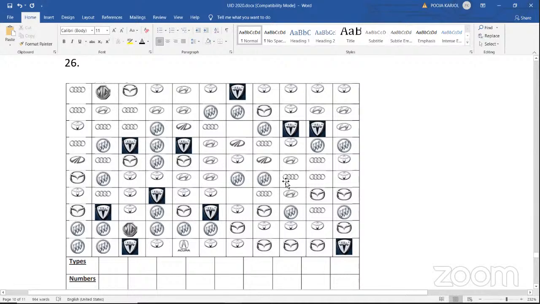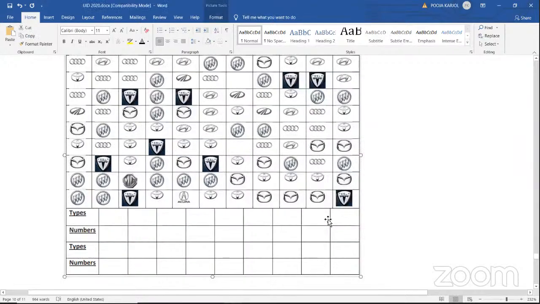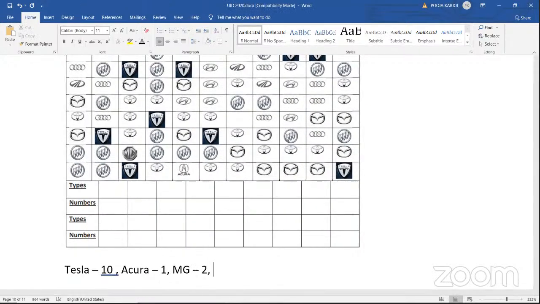1, 2, 3, 4, 5, 6, 7, 8, 9, 10, 11, 12, 13, 14, 15. Yes, 15. Ma'am, isn't Acura the least? Yeah, Acura. One, I've written here. Okay. What is 15?